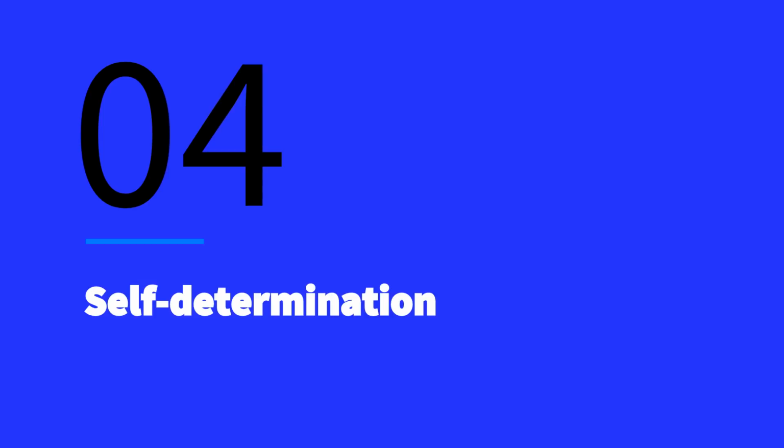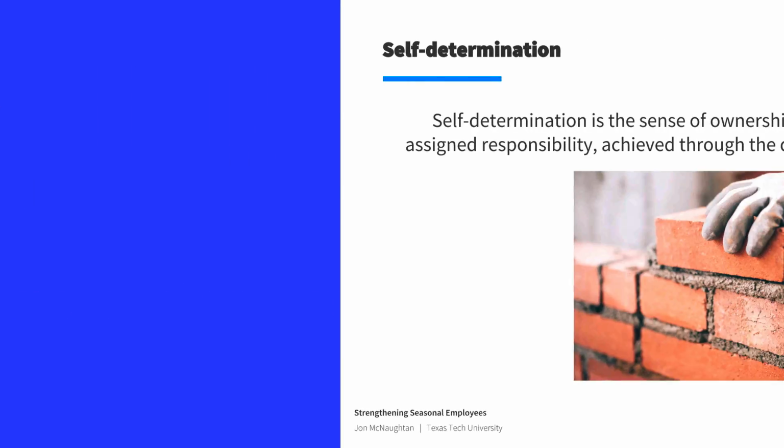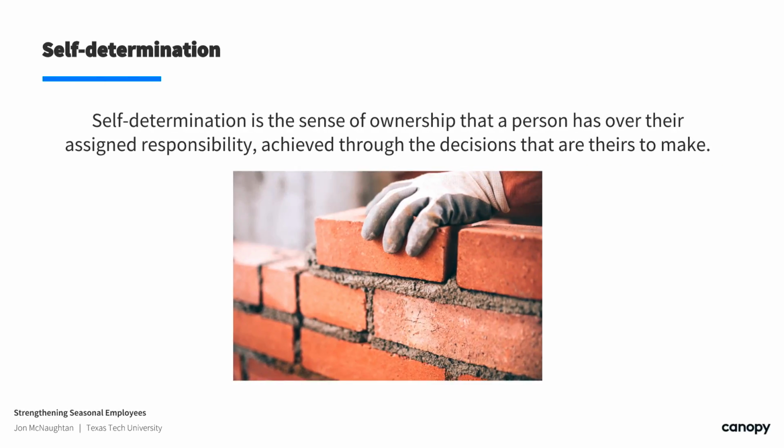And so it's self-determination. Our definition of self-determination is the sense of ownership that a person has over their assigned responsibility, achieved through the decisions that are theirs to make. Hopefully these other dimensions of empowerment are helping to give you some more flesh on this idea of what empowerment looks like, because it is so much more than somebody just being given a task. I mean, that's kind of delegation. But self-determination takes it to that next level of saying, well, it's delegation and you get to choose a few of the ideas.